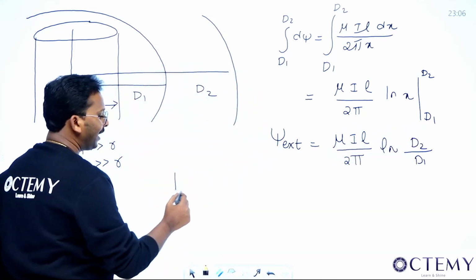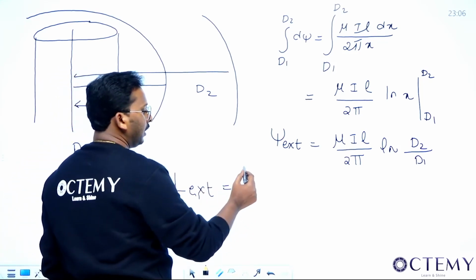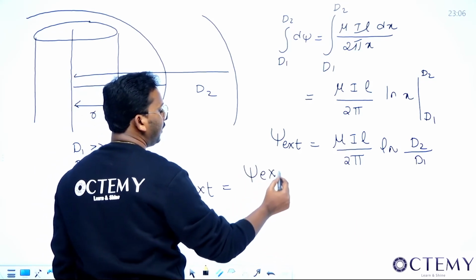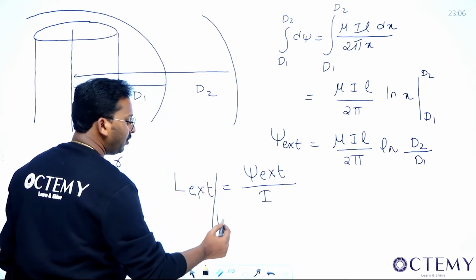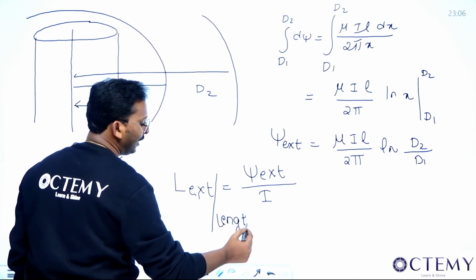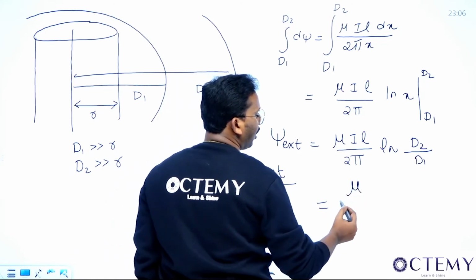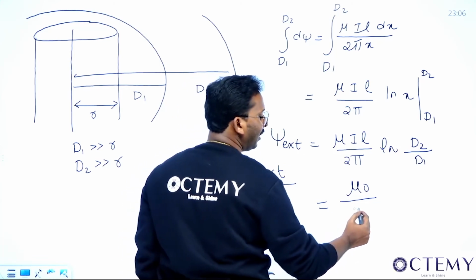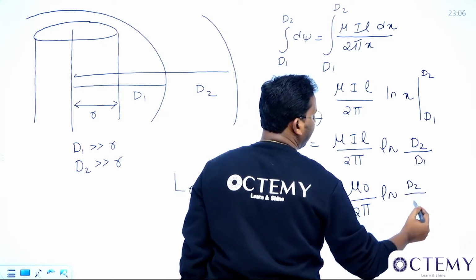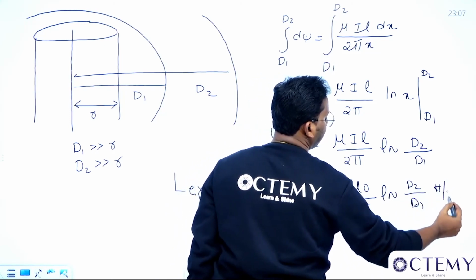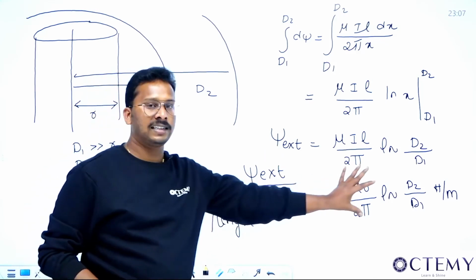Now if I want to find L external, what will that become? Phi external divided by the current I external, that is I only. And if I want to find this per unit length, you'll have to divide it by L also. So you'll get mu naught mu r, I'm assuming mu r value is 1, so mu naught by 2 pi into ln d2 by d1 Henry per meter. So this is the external flux linkage and this is the external inductance which I have just found out.